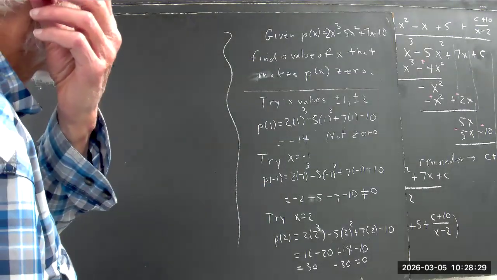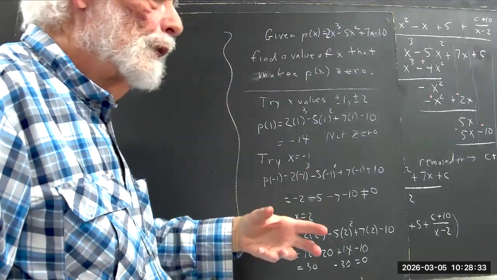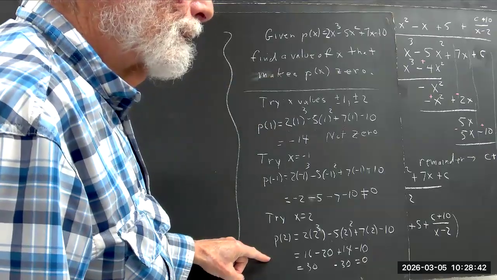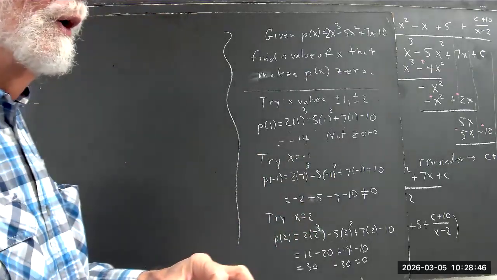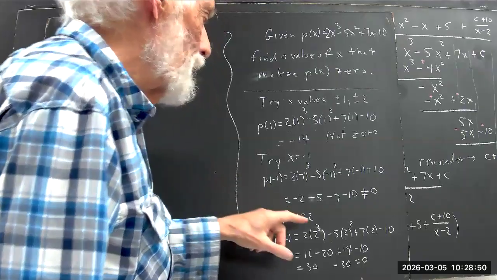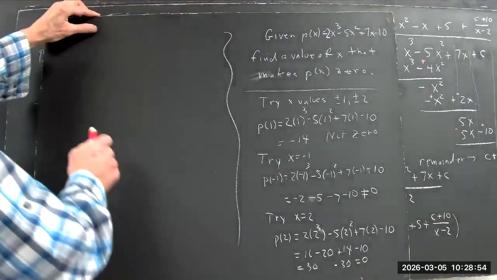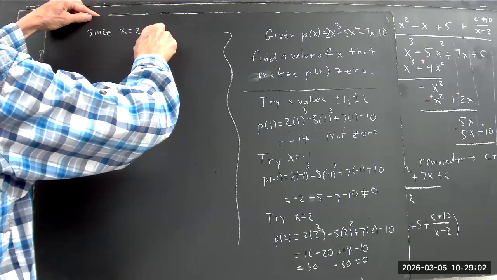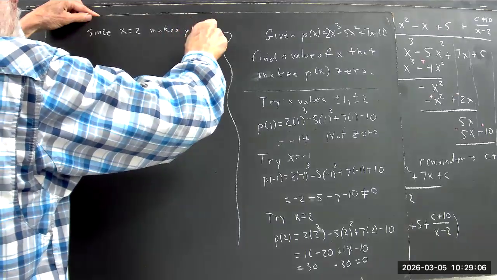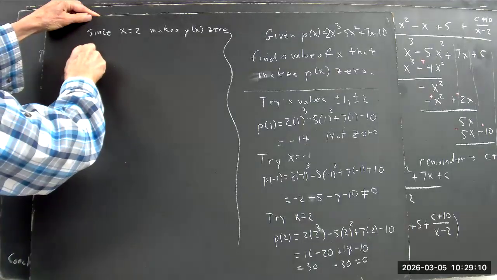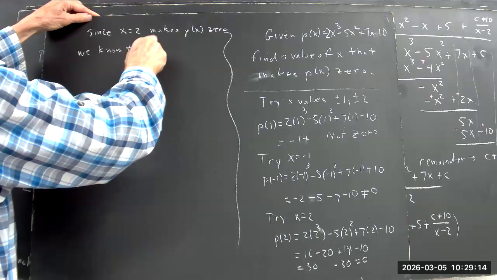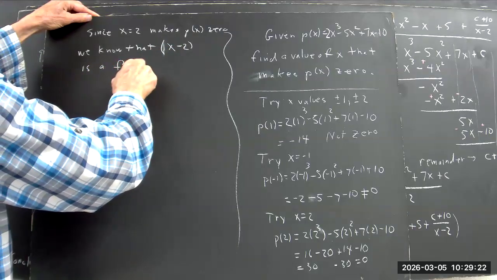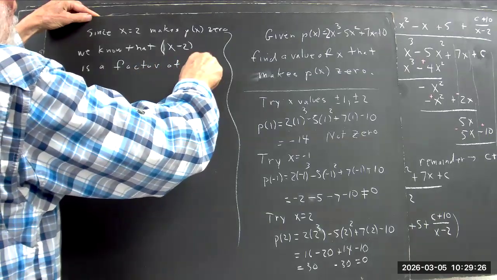Okay, so our procedure for polynomials is that we try reasonable values of x and see if we can find one that gives us 0, that makes the polynomial equal to 0. If it does, we know that, let me write it out. Since x equals 2 makes p of x 0, we know that x minus 2 is a factor of p of x.